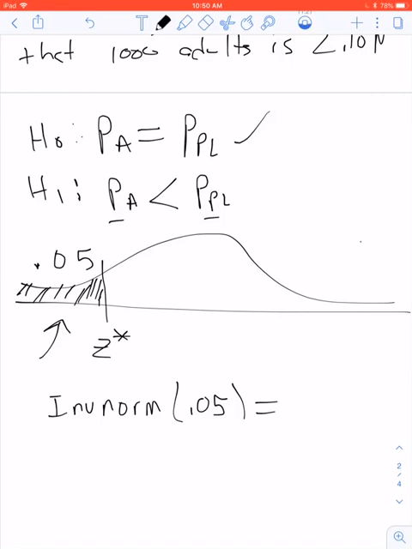You're going to put 5% in the area under the curve. You're going to make the mean 0 and the standard deviation 1. And you're going to get a critical value of negative 1.64. So I can get rid of this z star now because I know that this critical value is negative 1.64. If I end up with a test statistic any lower than 1.64 standard deviations below the mean, then I know that I can reject H0. Okay?